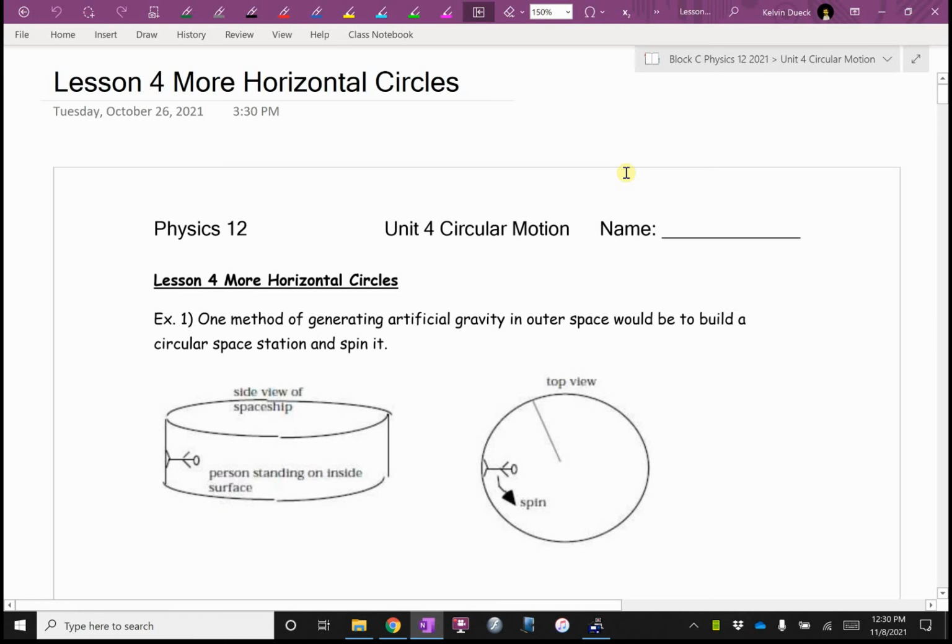So more horizontal circles. What was the main horizontal circle we looked at last day? Car going around a corner. And I think in that one we said the best free body diagram was to do a front view, and then friction was what was pushing you in a circle.